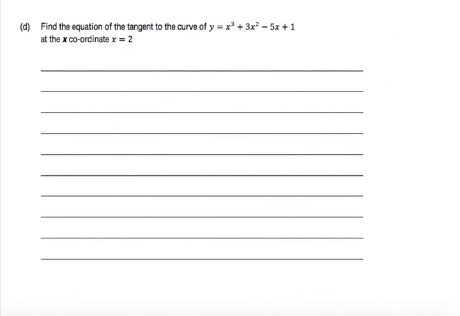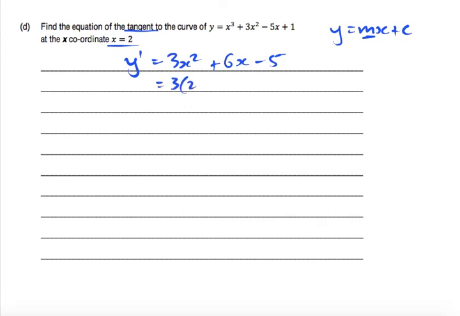Find the equation of the tangent to the curve. Now I know the tangent is y equals mx plus c. And so m is the gradient, which means I have to differentiate it. So I'm going to differentiate this straight off. So y dash equals multiply by the power, reduce the power by 1, multiply by the power, reduce the power by 1. The number disappears. The x-coordinate is 2, so let's put 2 into there. 3 times 2 squared plus 6 times 2 minus 5. That equals 12 plus 12 minus 5. 24 minus 5 is 19, isn't it?